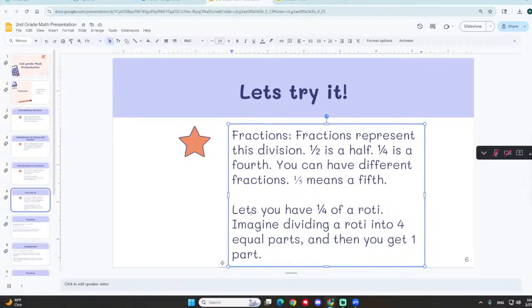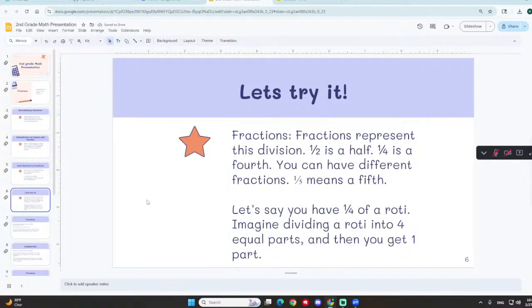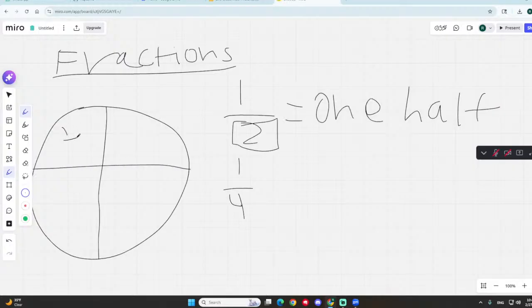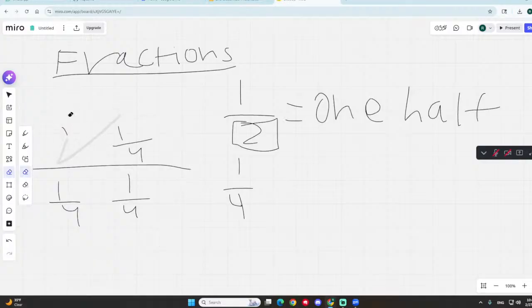Let's say you have 1/4 of a roti. Imagine dividing a roti into 4 equal parts, and then you get 1 part. So as we went over before, if we have this roti and we divide it into 4 equal parts, then each part would be 1/4. So let's say you have 3 friends, and each friend gets 1/4, and you get 1/4 of the roti.